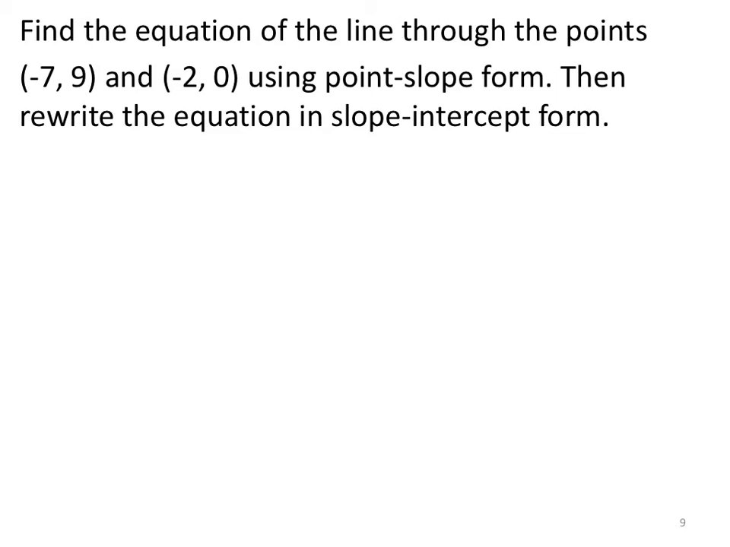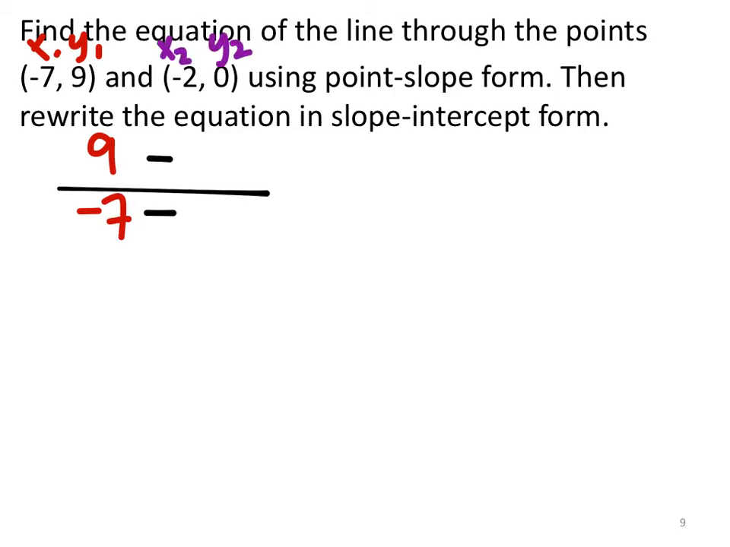So you guys like the formula way, right? So it doesn't matter which one is which. I'm going to say that this is x1 and y1 over there, so I've got 9 and negative 7. And we'll say this is x2 and y2, so I've got 0 and negative 2 there. Simplified, this will give us the slope.